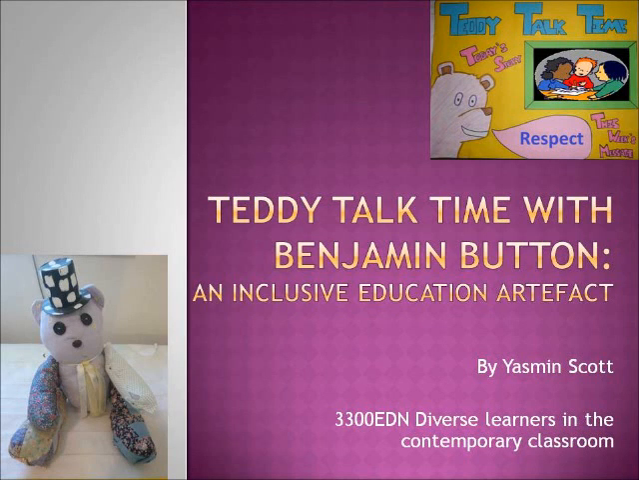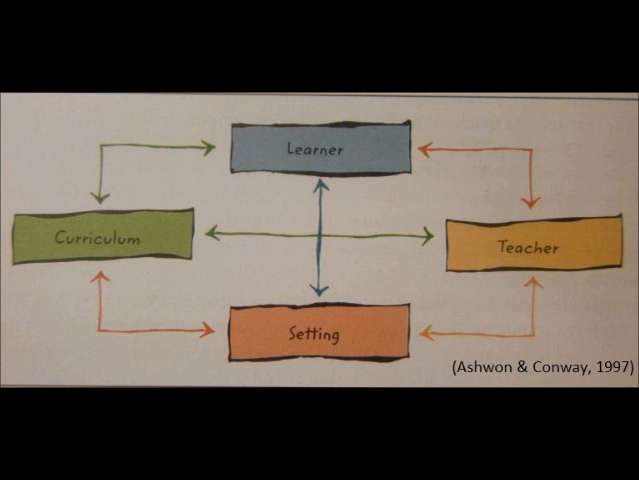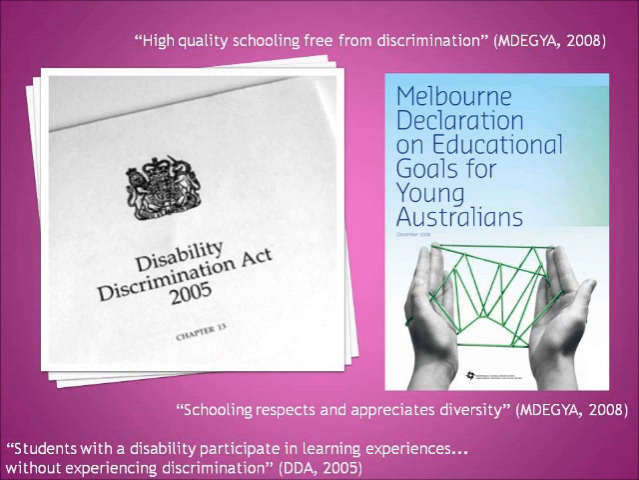Inclusive learning and best pedagogical practice are increasingly prevalent topics in education. Ashman and Conway's Learning Teaching Ecology framework reveals 4 pillars influencing student learning, one of which is the setting. Legislation such as the Disability Discrimination Act and Melbourne Declaration recognise the impact of the setting on learning, advocating the rights of all students to high-quality schooling in discrimination-free environments.